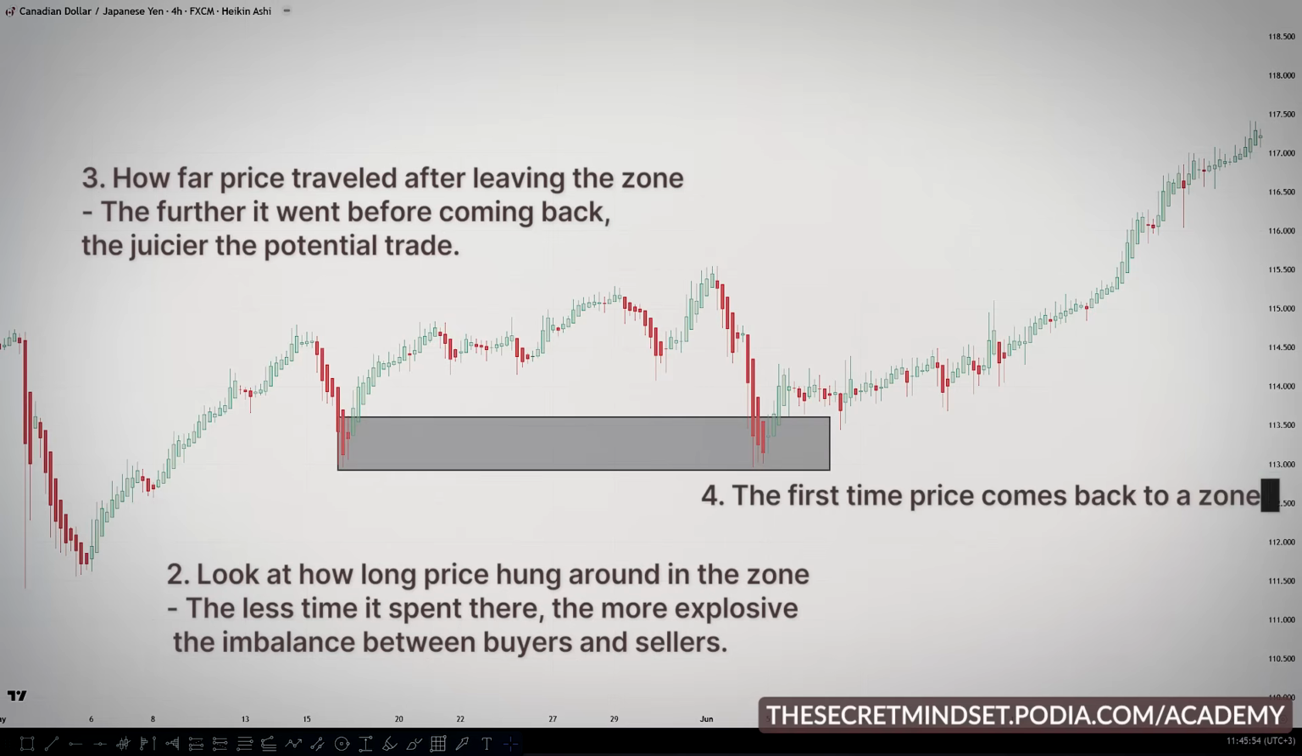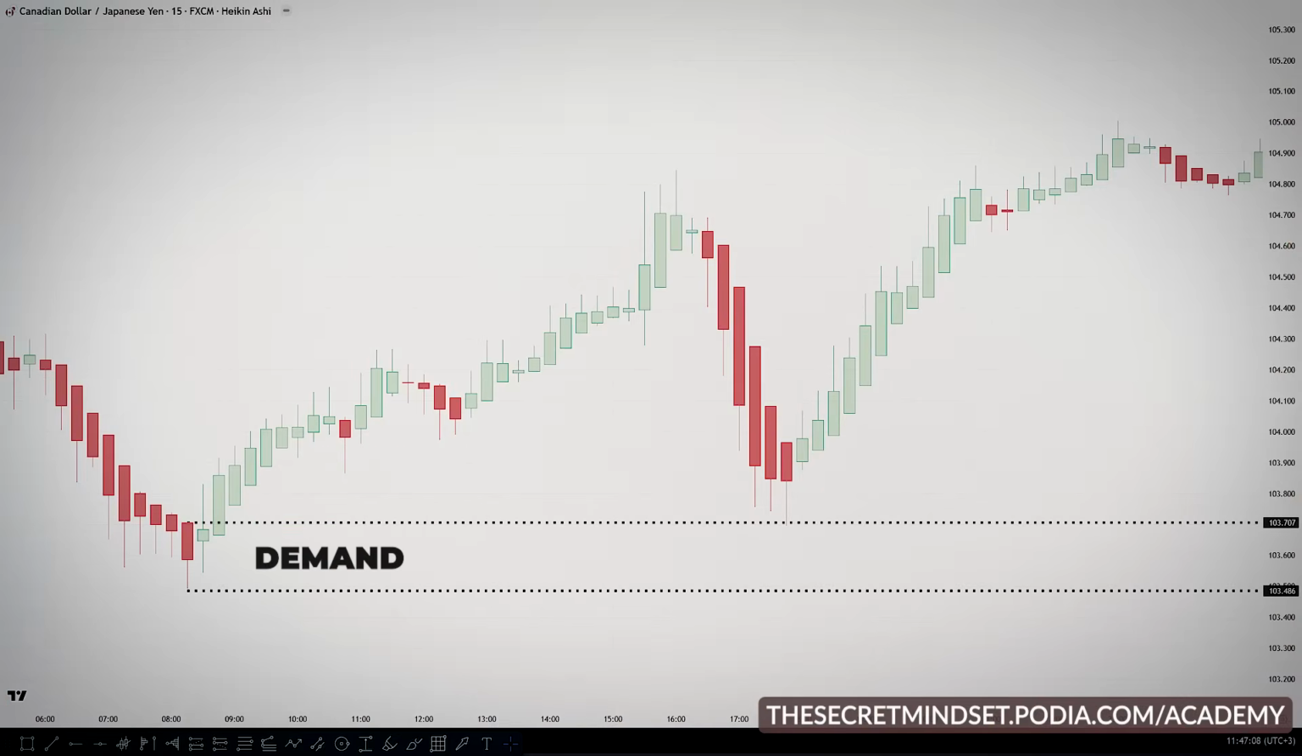And again, don't forget about freshness. The first time price comes back to a zone is usually the strongest opportunity. Each visit after that weakens the zone a bit. So how do you actually trade these zones?